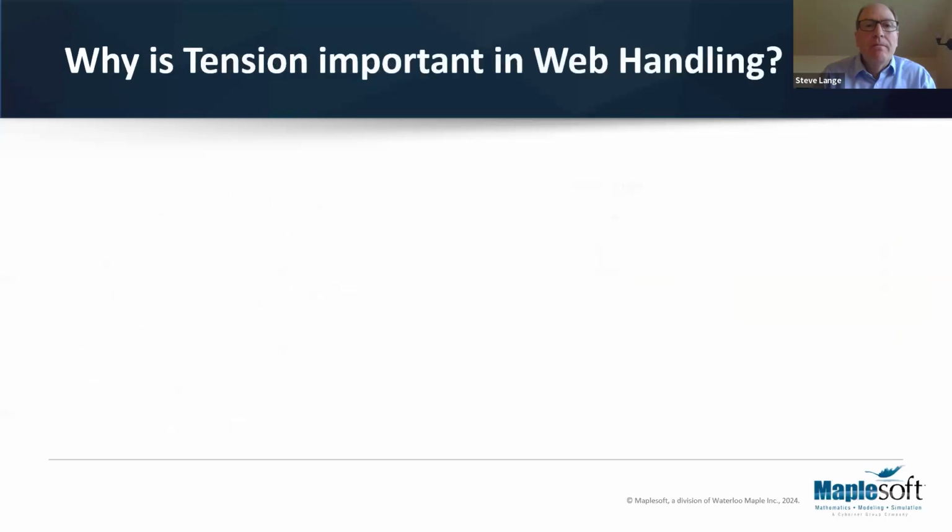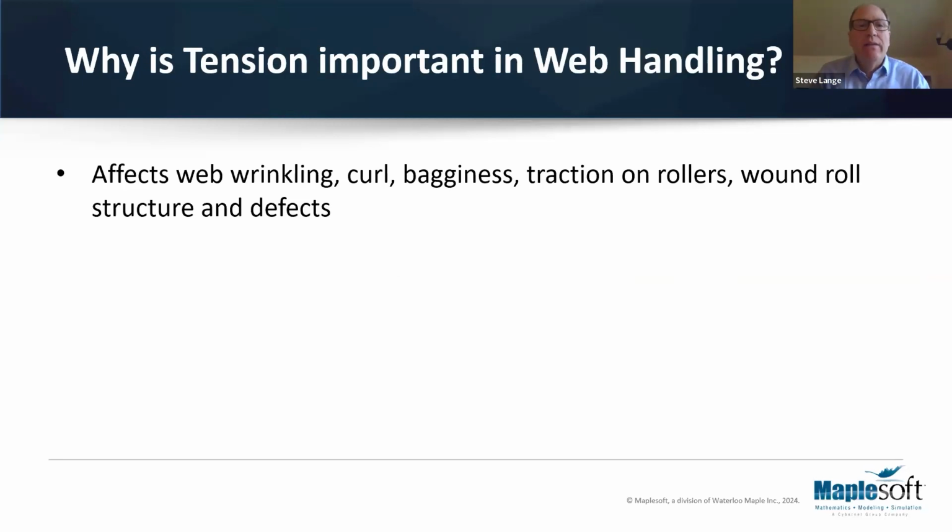So why is tension important? Why are we even talking about this? Well, it affects so many things in web handling. It affects whether you're going to have wrinkles in your web, or curl in your laminates. If you have webs that were made such that the length of the web across its width is not the same, you may have baggy or loose lanes or edges. Tension affects whether you will have traction between the web and rollers. And as I've already talked about, the wound roll structure and defects are affected greatly by the tension of the web going into them.